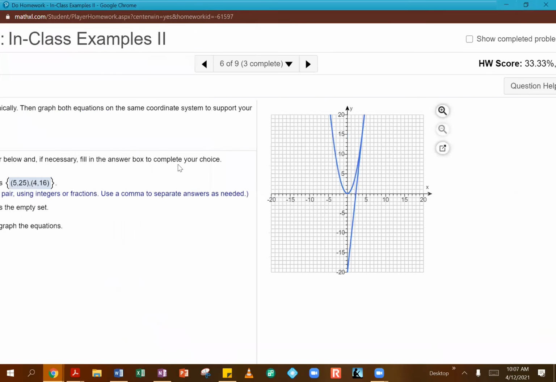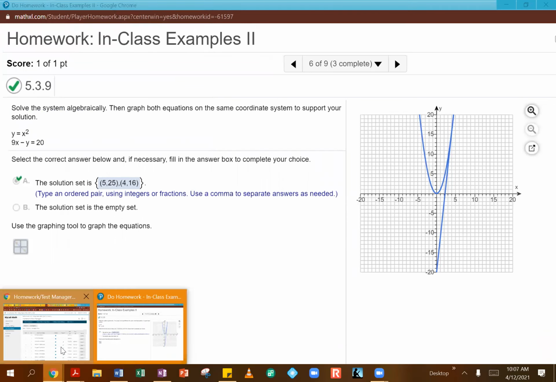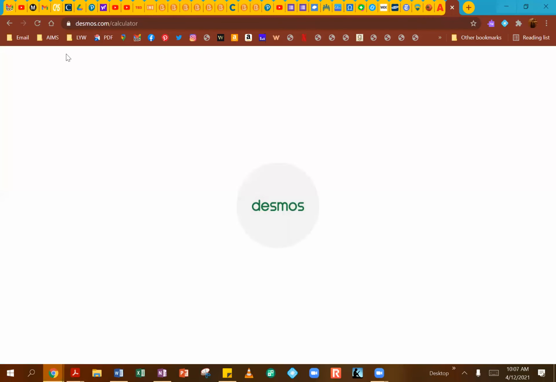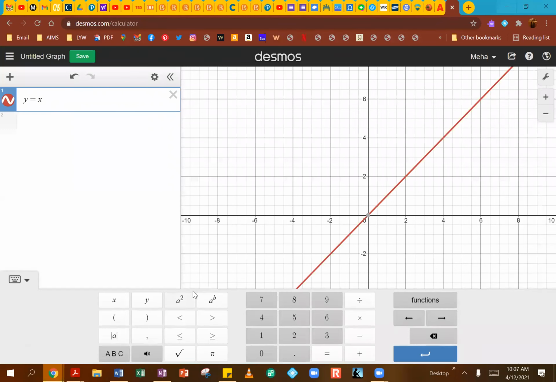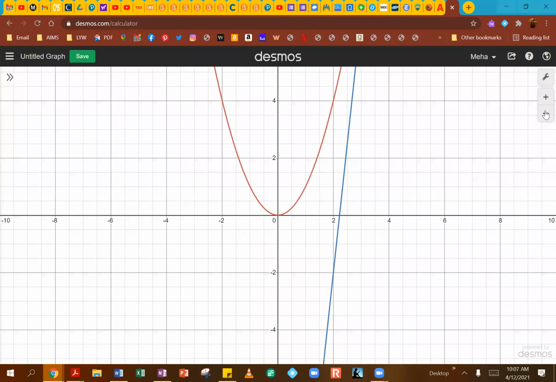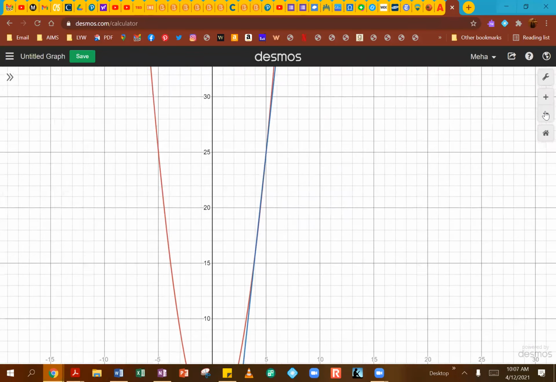So let's check our answer and you will see this works out. So just to show you very quickly, since we were not able to see it on this graph, we've got y equals x squared, and then we have 9x minus y equals 20. Okay.